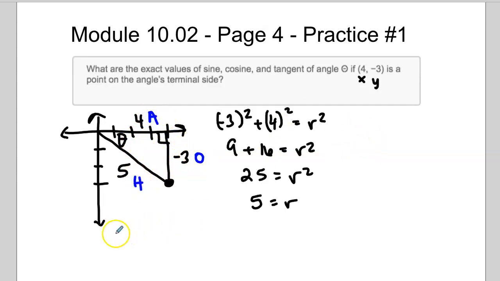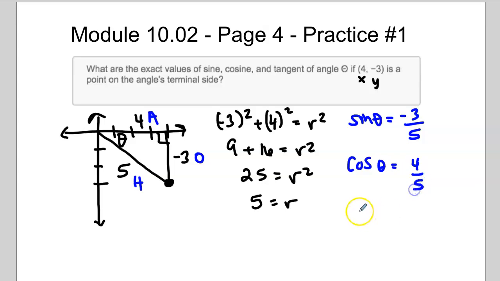So let's do this. Sine of theta is opposite over hypotenuse, so that would be -3 over 5. Cosine of theta is adjacent over hypotenuse, so that would be 4 over 5. And then lastly, tangent theta is opposite over adjacent, so -3 over 4. There are all 3 answers.